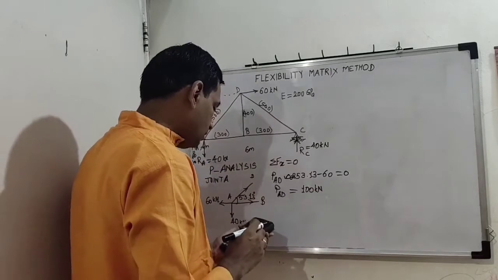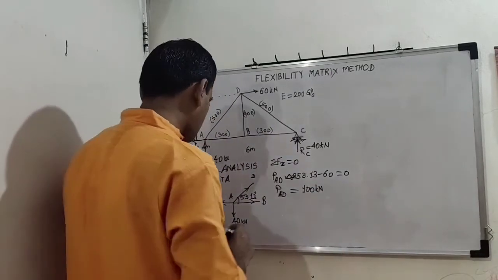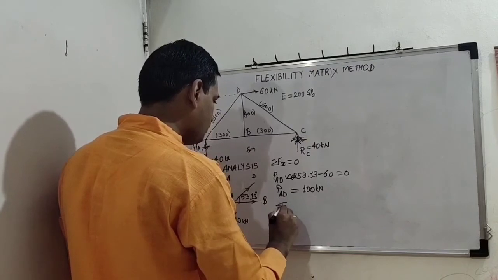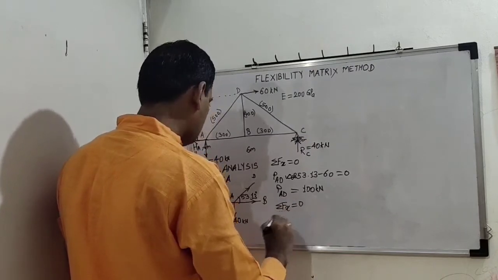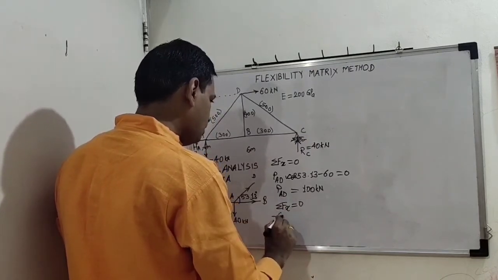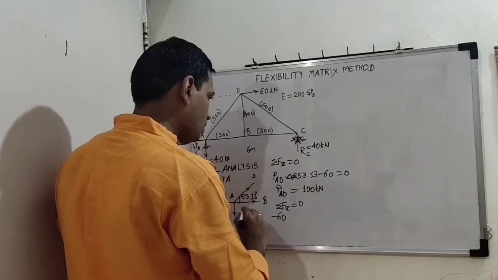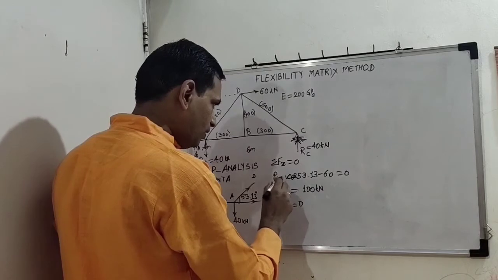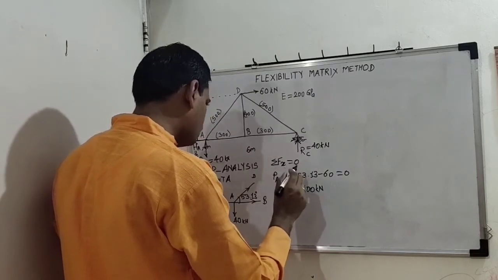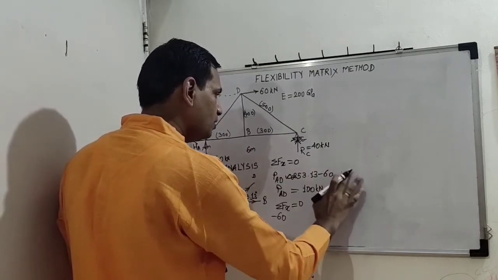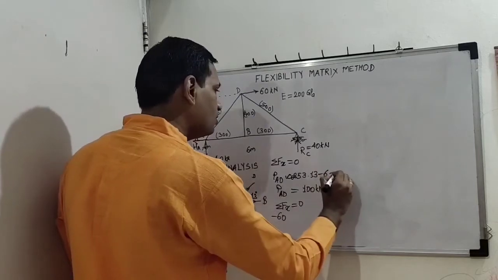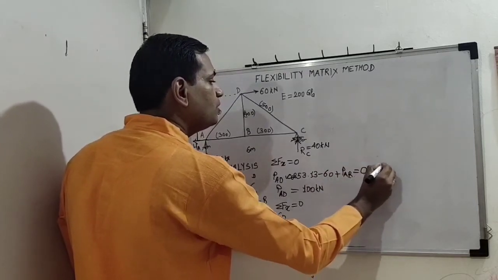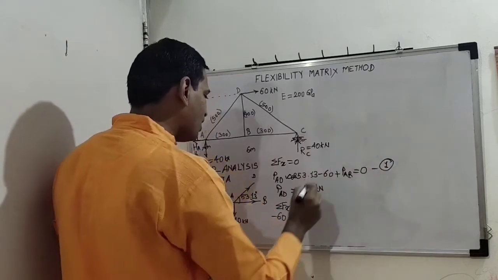Okay. Then the force in member AB. So summation Fx is equal to 0. So minus 60. Yes, there is one mistake. We have taken only one force. Another force also should be taken, and that is the force in member AB. So plus PAB is equal to 0. This is going to give us equation number 1.